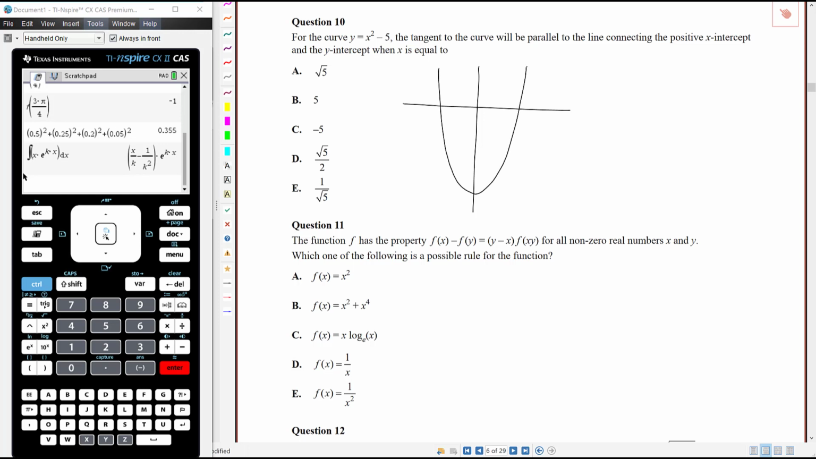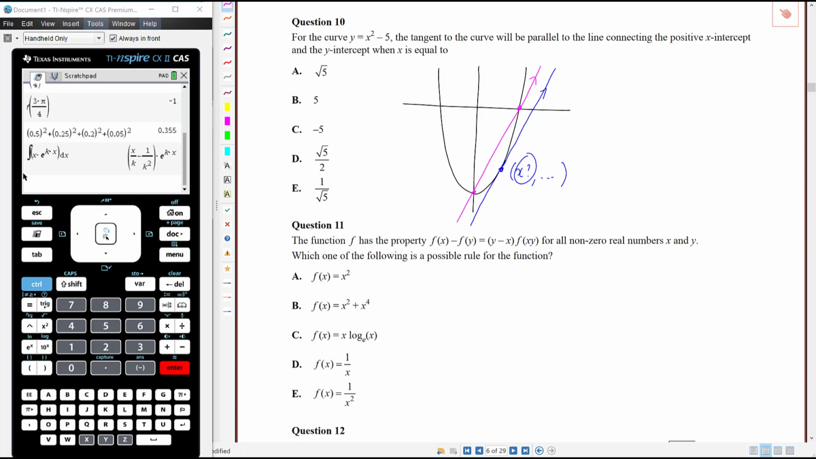And we're interested in a line that is parallel to the line that connects the positive x-intercept and the y-intercept. Okay, so that's that line, but we want a line that's parallel to this and that's tangent to the curve. So it's going to be maybe somewhere about here, parallel to that pink line and tangent to the curve at what x value. This is what we're trying to find.